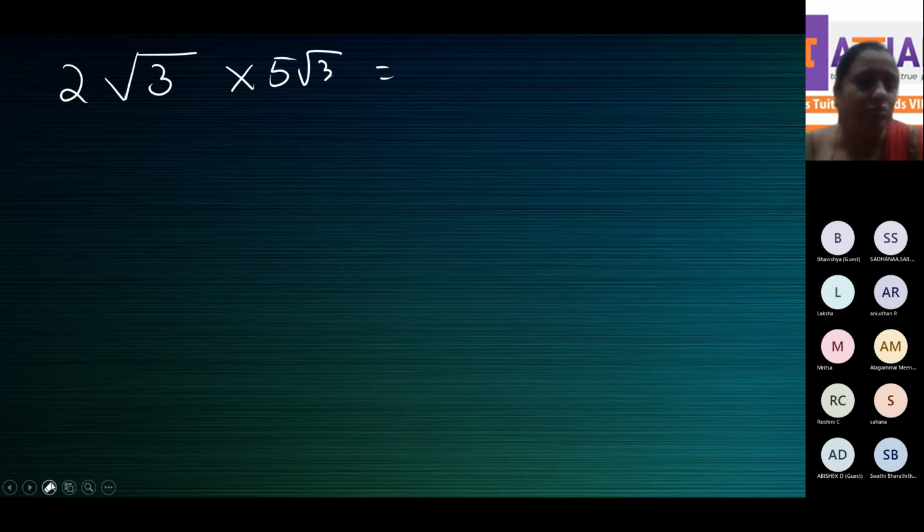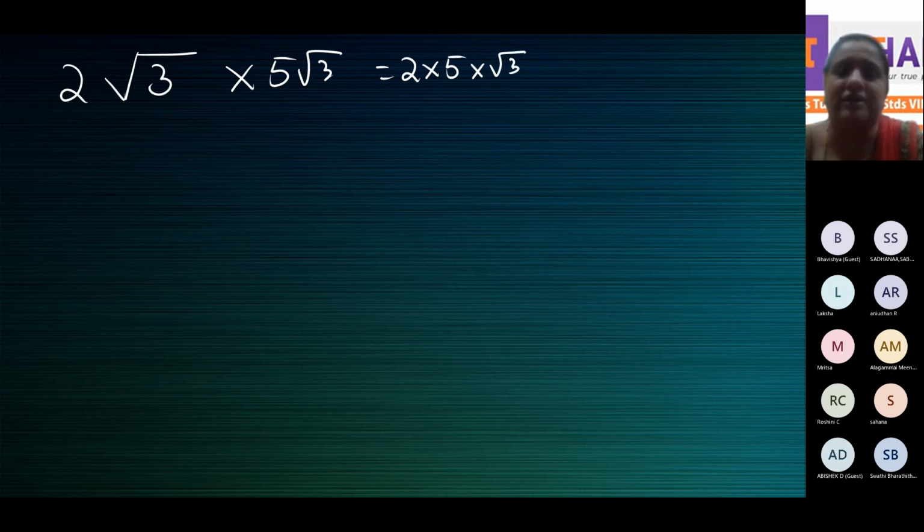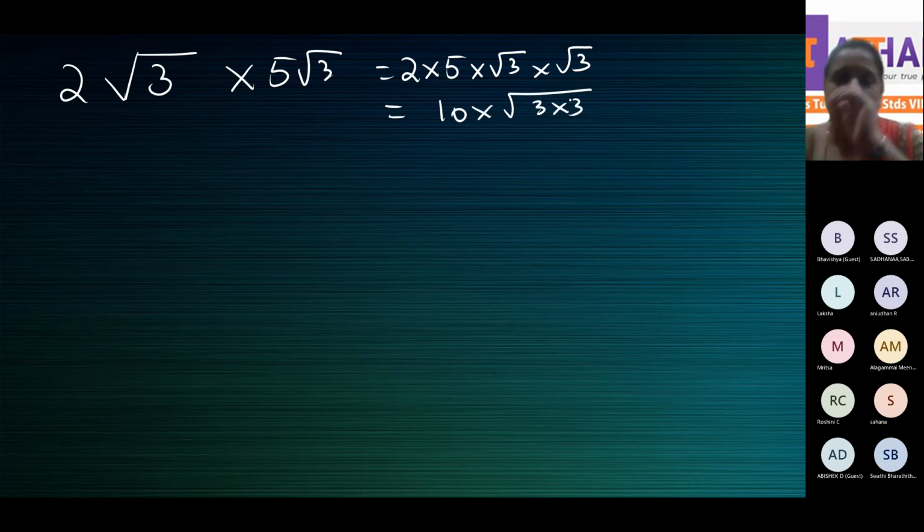Okay, so 2 square root of 3 into 5 square root of 3. Now how do you multiply? Multiplication can be done with like as well as unlike surds. That's the first thing. And when you multiply, you multiply everything. So you multiply 2 into 5, into root 3 into root 3. Now 2 5s are 10. What is root 3 into root 3? It is root of 3 into 3. 2 5s are 10 into root of 3 into 3.